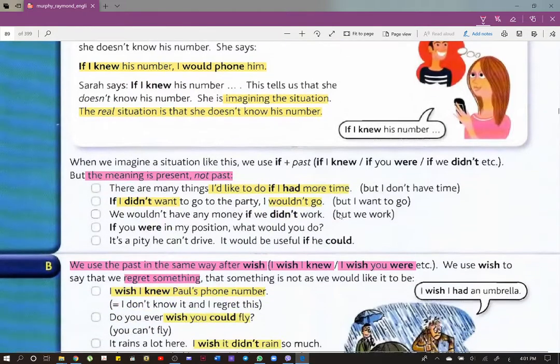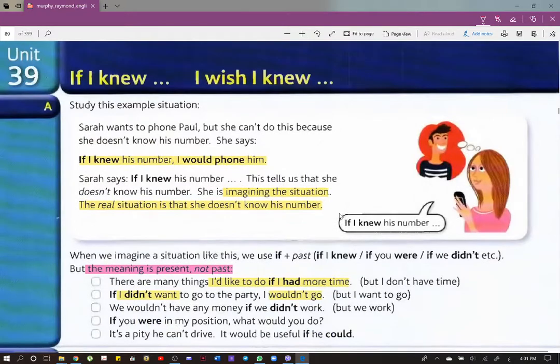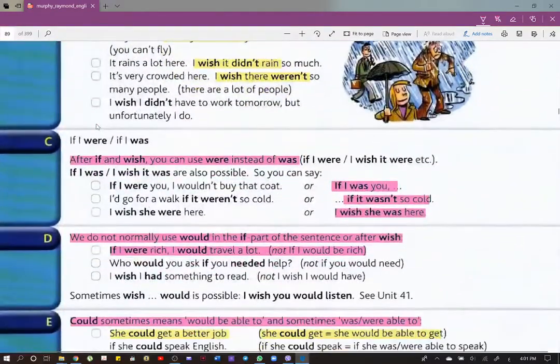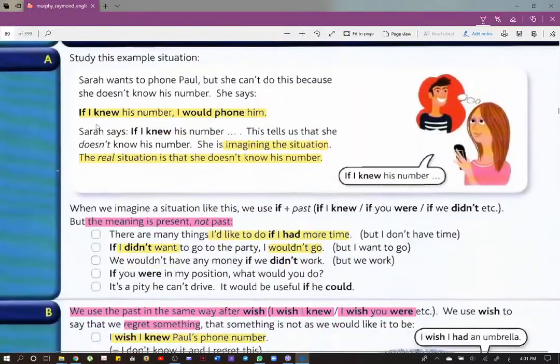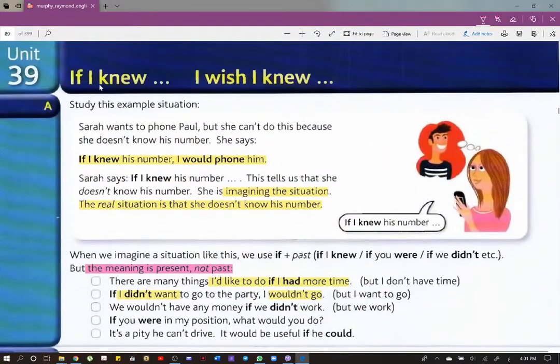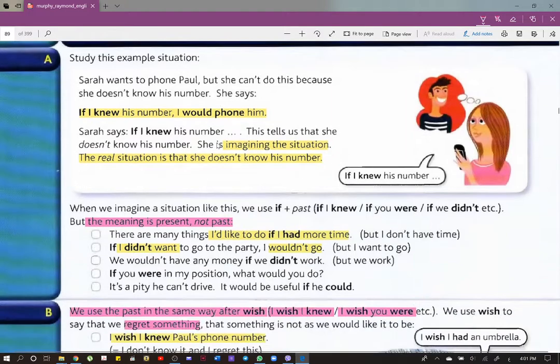real. Okay? Now, here in this unit, unit 31, it is divided into two parts, as you can see here. The first part, we are talking about the if clause, the second case. And the second part, we are talking about wish, the idea of wish. Again, they are related. Using wish and using the if clause are related. Why are they related? Because in both cases, we are talking about something not real, something imaginary.